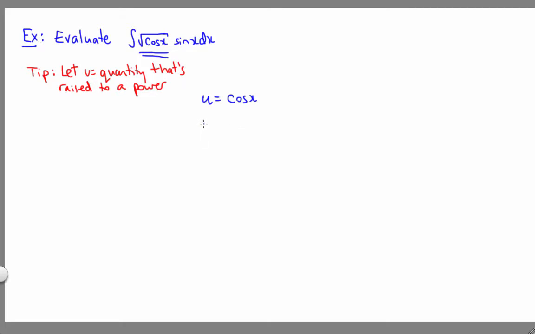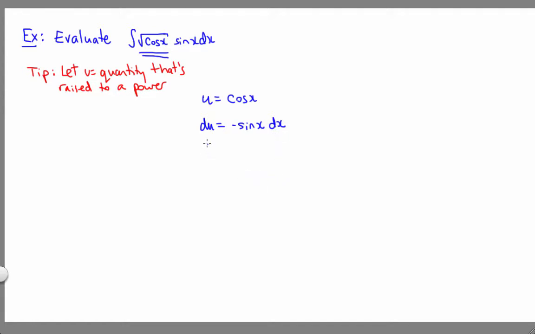To continue with our substitution, we'll need to calculate du. So we'll take the differential of u by taking the derivative of cos x. That's going to give us minus sine x. And to turn that into a differential, we need to multiply by dx. So there we've got our du.